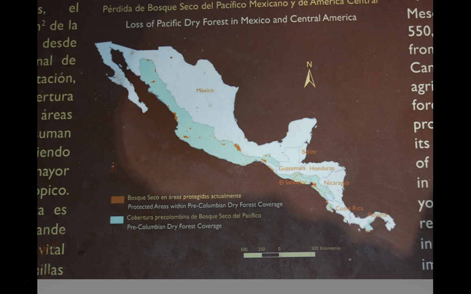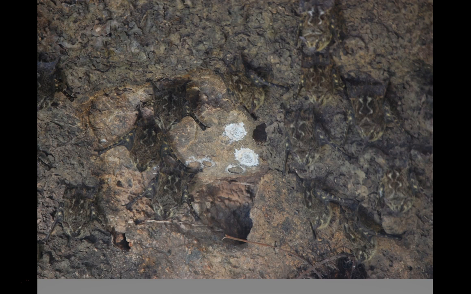This is a map that describes some of the dry forest constriction that's occurred. That's something that will be talked about in Tim's class.